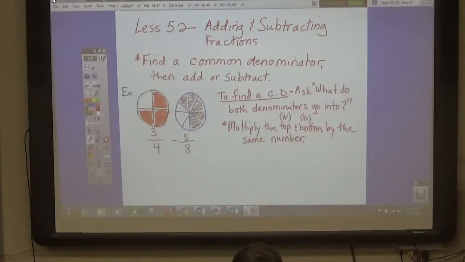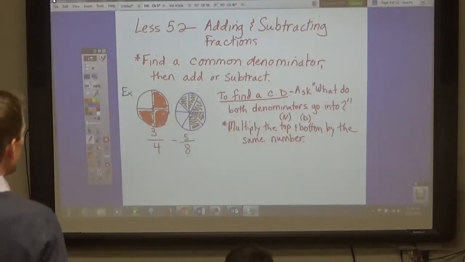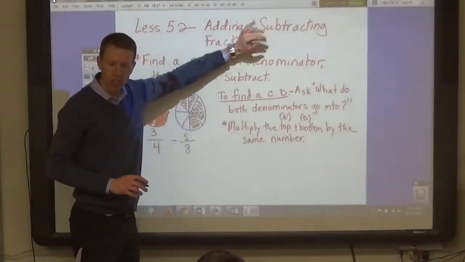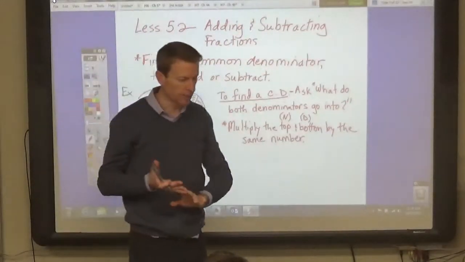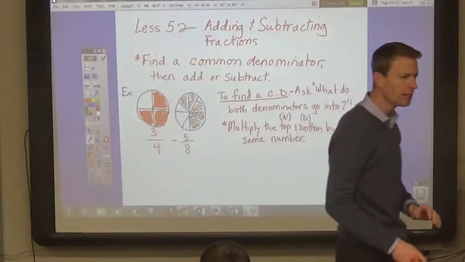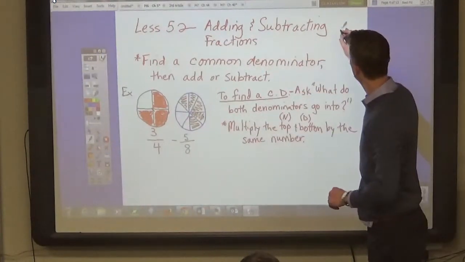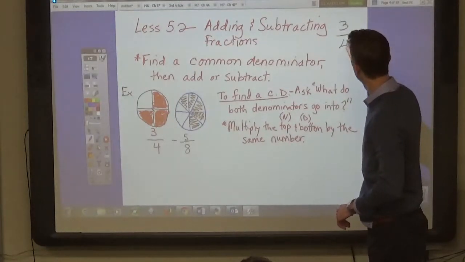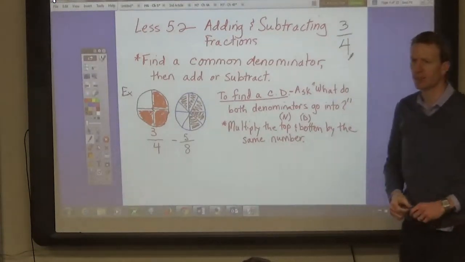Sixth graders, in lesson 5.2, we're going to talk about adding and subtracting fractions. Now, let's go back to first and talk about what a fraction tells us. Who can tell me what a fraction tells us? If we have a fraction like 3/4, what does that fraction tell us?